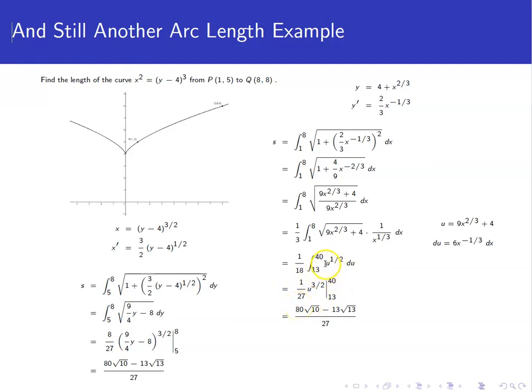Our limits change because I have my integral now in terms of u, so if I plug in 1 for x, I get 13 for u. If I plug in 8 for x, we get 40 for u. So that's where the 40 and the 13 are coming from. Now I can just plug in the 40 and the 13 for u and get the exact same answer as what we got before.